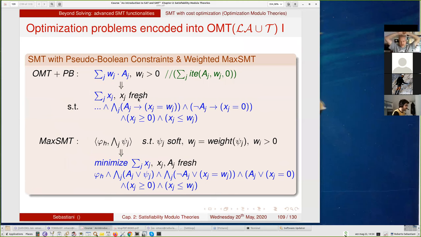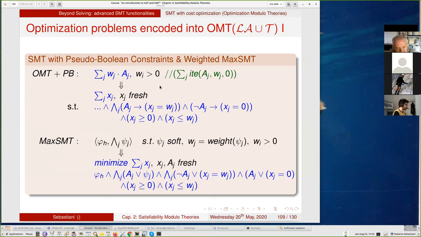Notice that there are some subcases which can be encoded in OMT. So for instance, when we have a cost function which is pseudo-Boolean, so a weighted sum of some Boolean atoms, notice that this is equivalent to the sum of if-then-else, Aj is wj, otherwise zero. So you have the sum of these terms where Aj is a Boolean atom, which is interpreted as 1 or 0, and wj is some positive weight.